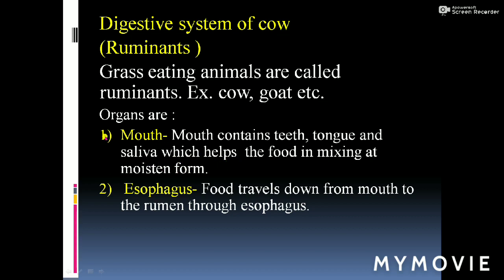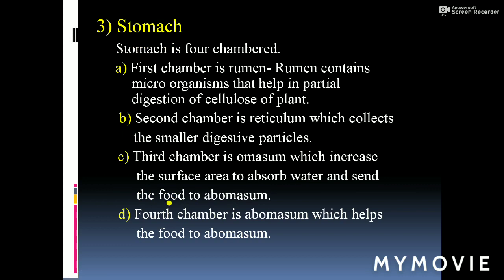So first is mouth and second is esophagus. Here food travels down from mouth to the rumen through the esophagus. You see, this is a pipe-like structure through which the food passes from mouth to the rumen. Okay. Now again you see, third is stomach.